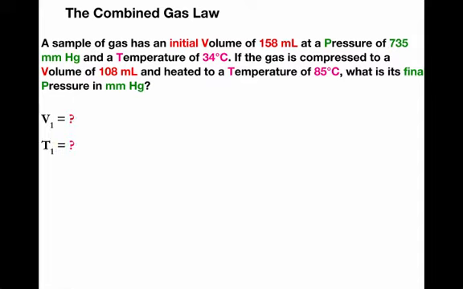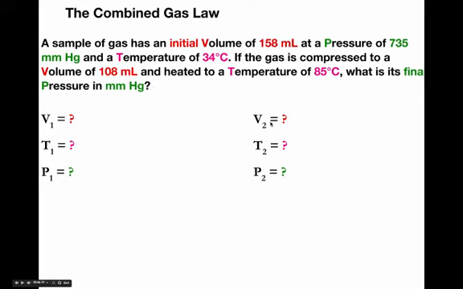So basically, what you need to do is go along, and it might be helpful to write a little table like this and say, what is V1? And fill it in here. It's 158 milliliters. What's T1? It's 34 plus 273. What's P1? It is 735 millimeters of mercury.